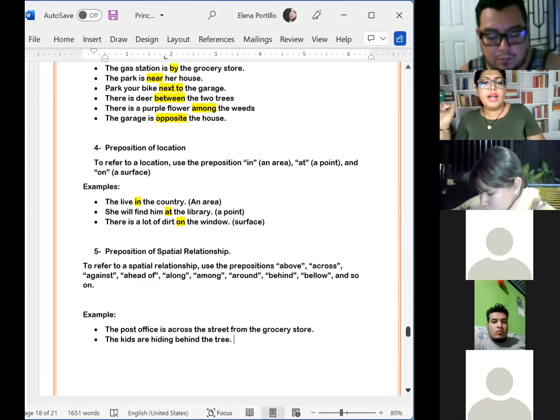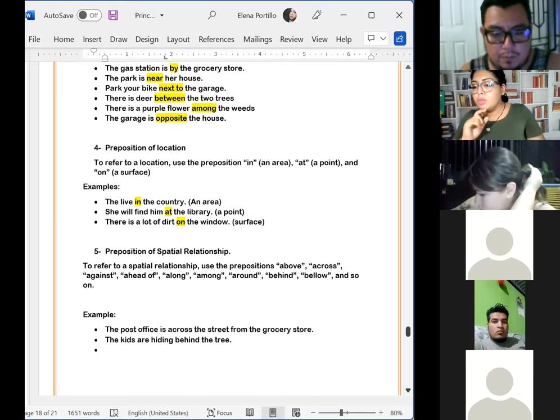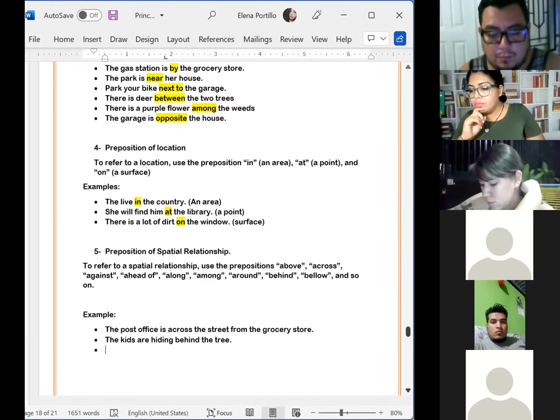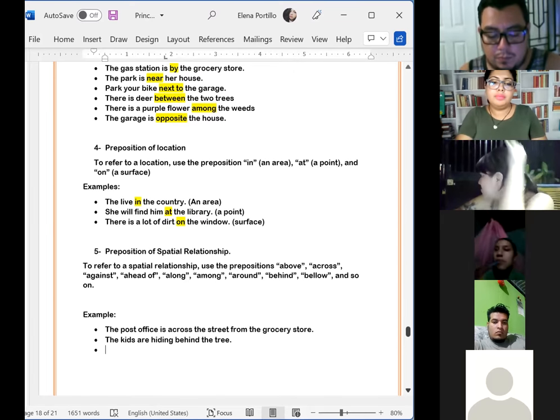The kids are hiding behind the tree. And the last one. Place a check mark within the box.